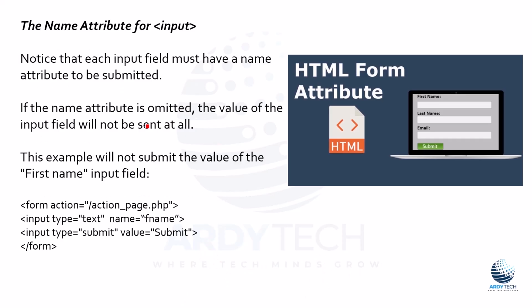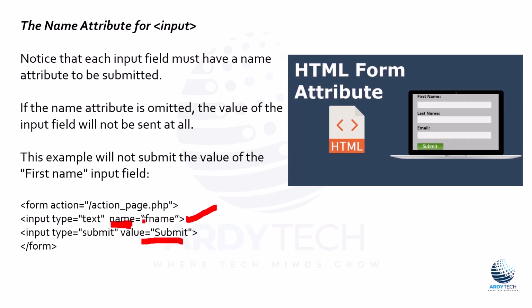The name attribute is also very important when it comes to form design. You will notice that each field must have a name attribute. Whatever information is typed on this field will be stored on the name attribute. If the name attribute is omitted, the value of that input field will not be sent. Let us understand this. When the user clicks on this submit button, all information typed within the fields in the form can be saved within the name attribute.